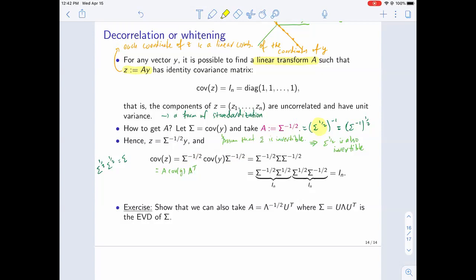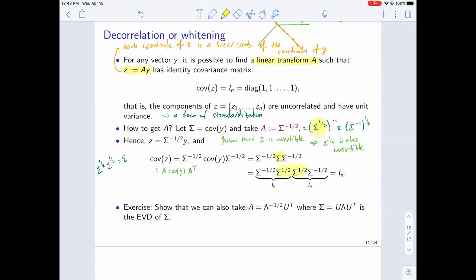And so the inverse is going to be also symmetric. So I don't have to put a transpose here. Sigma negative 1/2 is symmetric, so it's equal to its transpose. So I have that. Then I plug in covariance of Y, which is just sigma. And here's the trick. So I write sigma as sigma 1/2 times sigma 1/2.